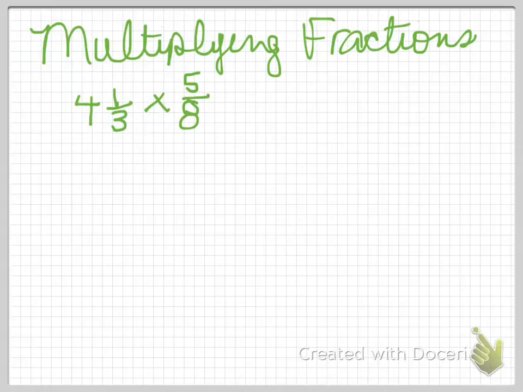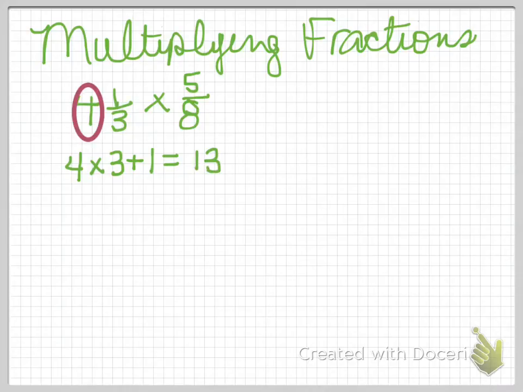We take the whole number part, which is the 4. This right here, this 4, is our whole number part. And we're going to multiply it times the denominator, the 3. 4 times 3 is 12 plus 1 is 13. So we have 13 over 3. This is that mixed number turned into an improper fraction. So that becomes 13 over 3 times 5 over 8.